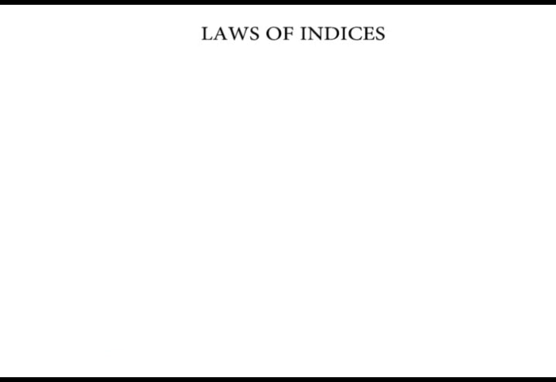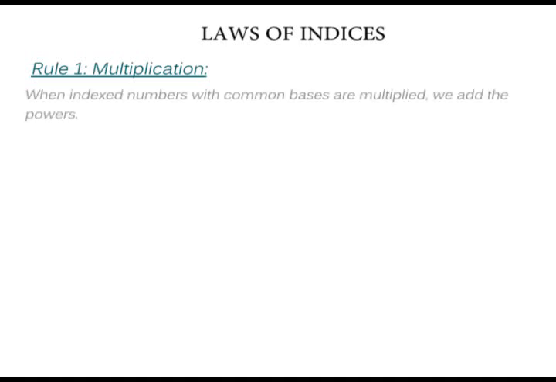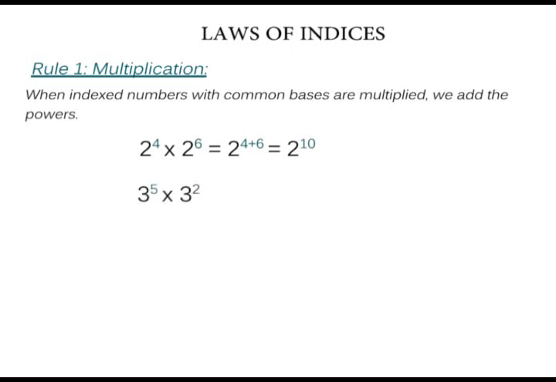Laws of indices. Rule 1. Multiplication. When indexed numbers with common bases are multiplied, we simply add the powers. That is, 2 raised to power 4 times 2 raised to power 6 is the same as 2 raised to power 4 plus 6, which is 2 raised to power 10. 3 raised to power 5 times 3 raised to power 2 is the same as 3 raised to power 7.